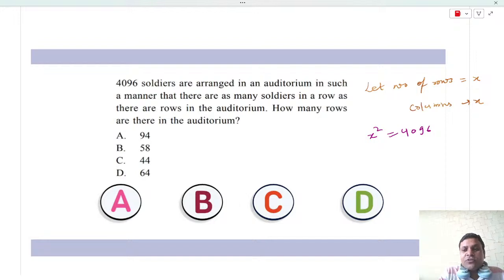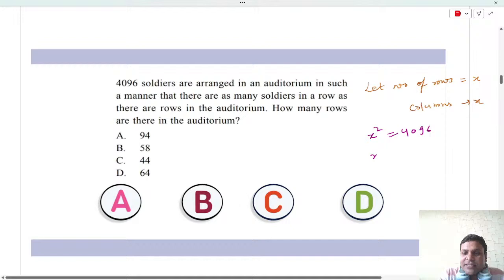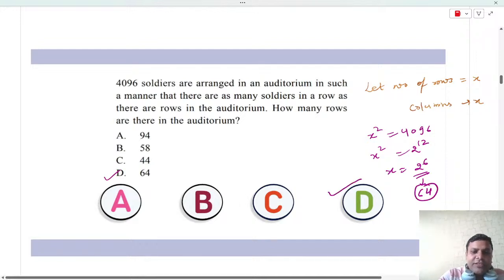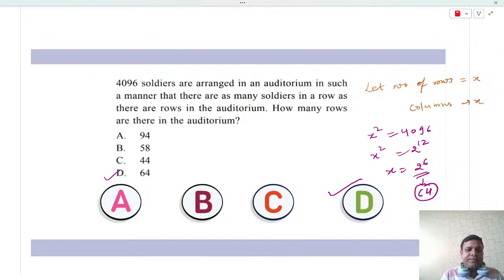If you convert 4096 into prime factorization, it is 2 to the power 12. So x is equal to 2 to the power 6, and 2 to the power 6 is 64. So the answer is 64. D option is the correct answer here. Is that clear?